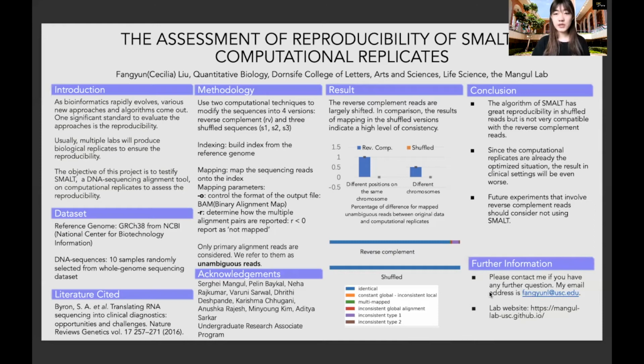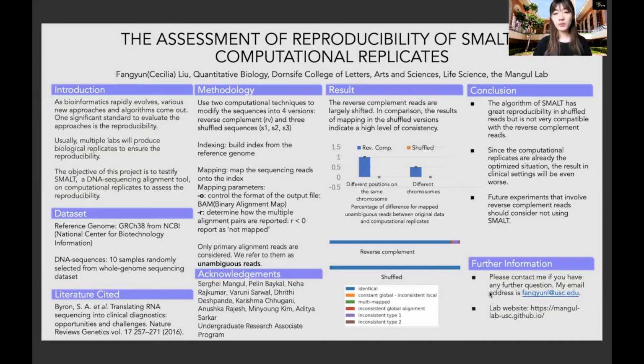As for our results, we see that the maps of the reverse complement reads are largely shifted compared with the map generated from the original reads. About 1% of reads mapped to different locations on the same chromosomes, and about 0.5% of reads that had been mapped on one chromosome in the original reads were mapped on different chromosomes in the reverse complement reads. But this kind of inconsistency did not occur in the shuffled versions.